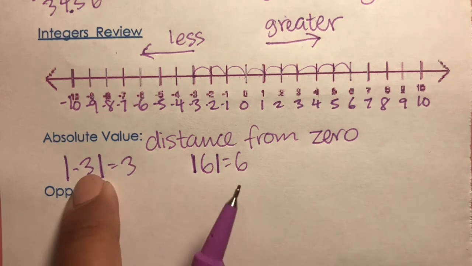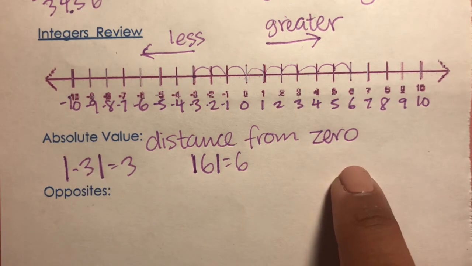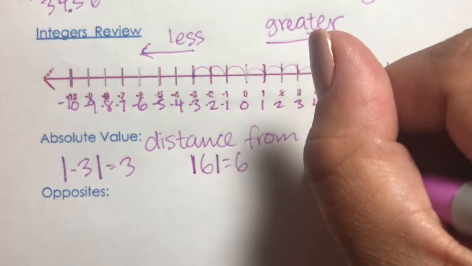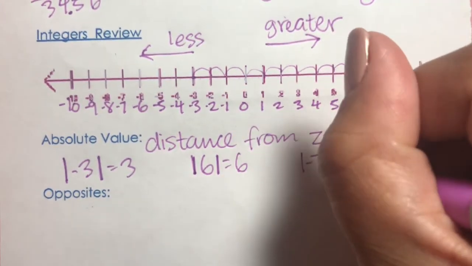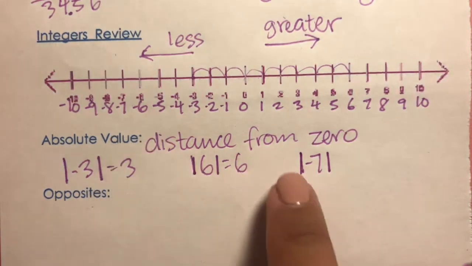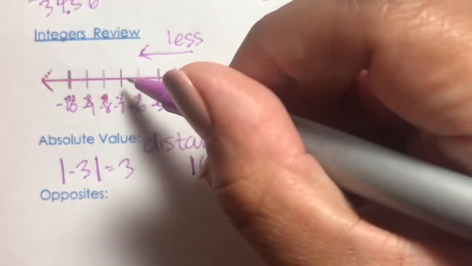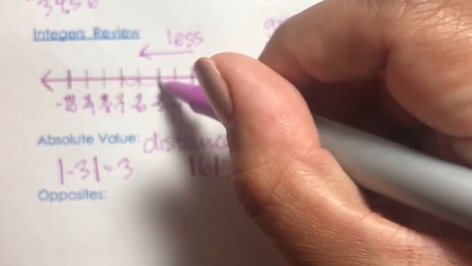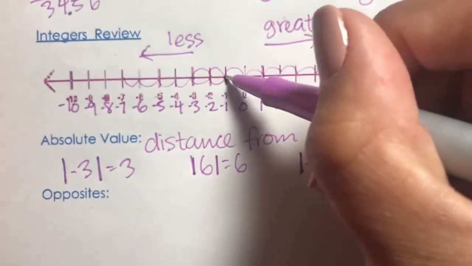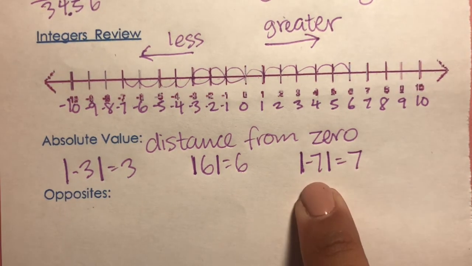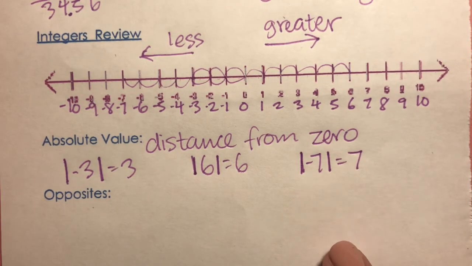So even if the absolute value is of a negative number, let's say we have -7. We're looking at the distance that -7 is away from 0. So let's count. 1, 2, 3, 4, 5, 6, 7. It is 7, and it is positive. Even though it is a negative number that we're looking at the absolute value of, it's always going to be positive because distance is always positive.